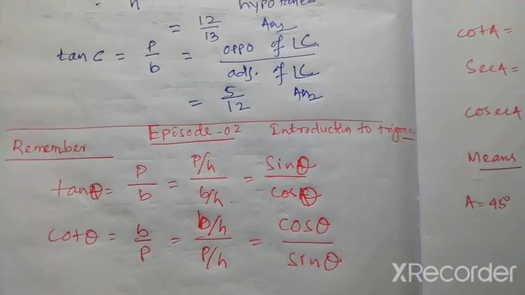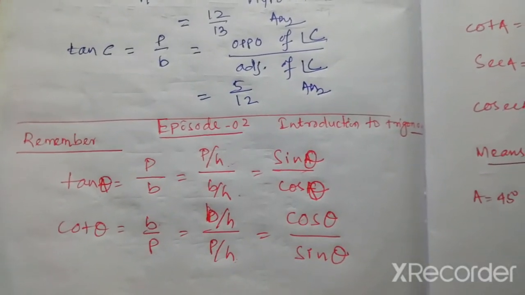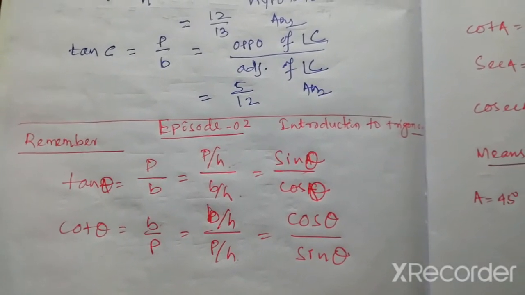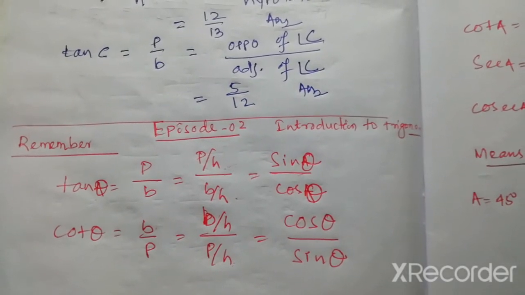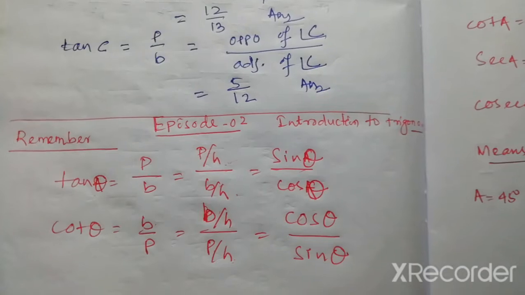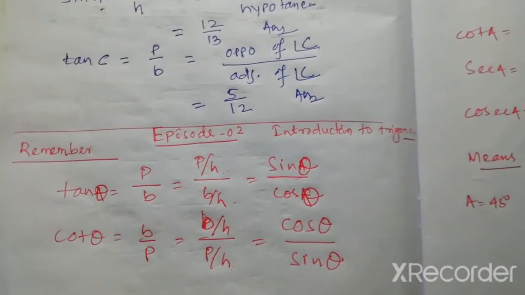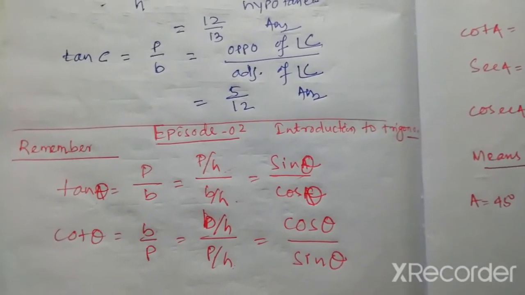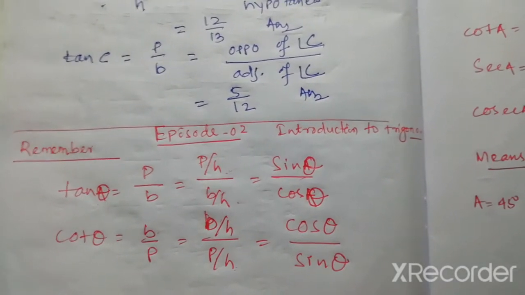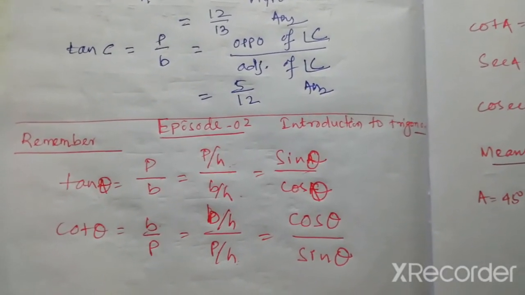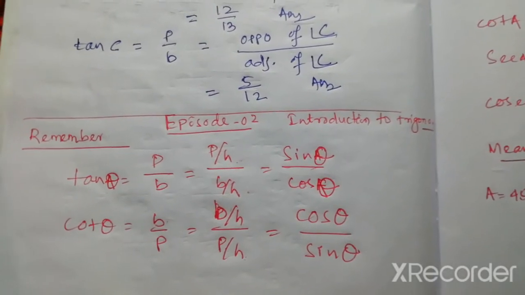Today we will study a new formula, that is tan theta. We know tan theta is equal to P by B. If we divide H in numerator and denominator, what happens? P by H by B by H. P by H you know is sin theta, and B by H you know is cos theta. So the new formula is tan theta is equal to sin theta by cos theta.